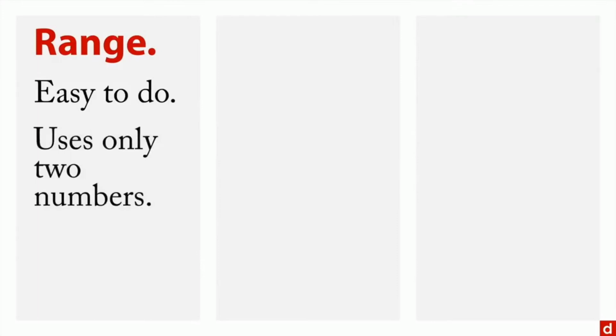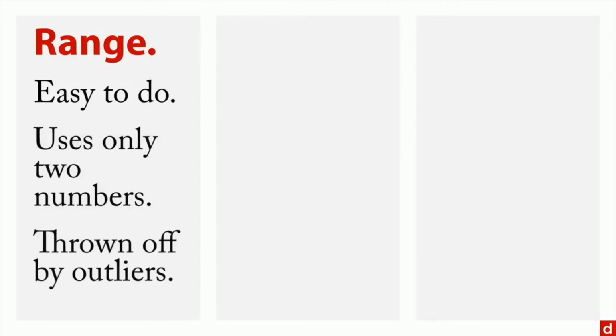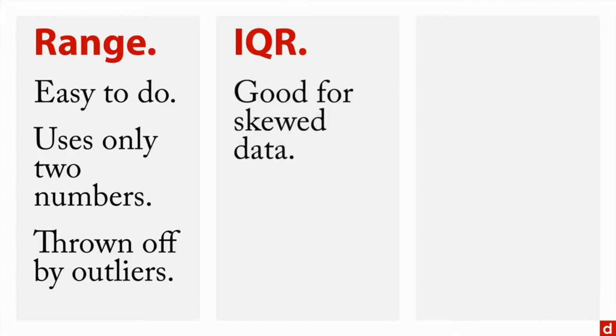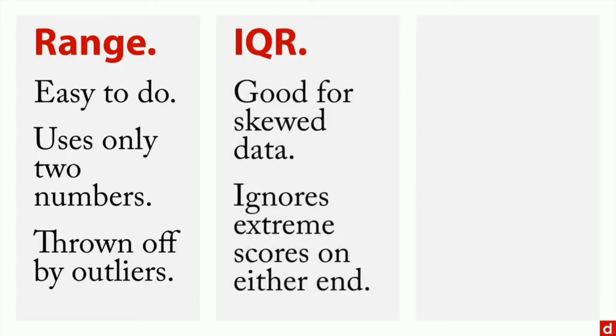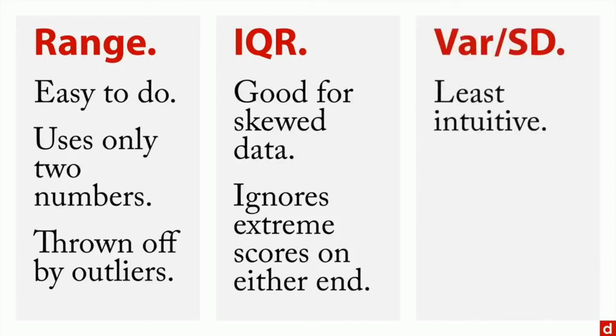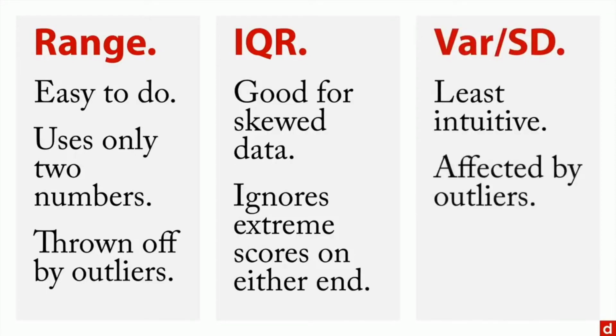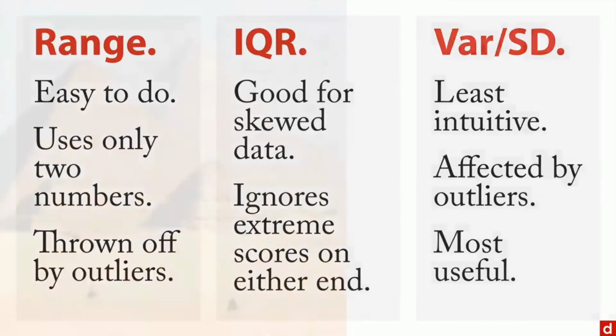So let's do a little pro and con of these three things. First, the range. It's very easy to do. It only uses two numbers, the high and the low, but it's determined entirely by those two numbers. And if they're outliers, you've got really a bad situation. The interquartile range, or IQR, it's really good for skewed data, and that's because it ignores extremes on either end. So that's nice. And the variance and the standard deviation, while they are the least intuitive and they are the most affected by outliers, they are also generally the most useful because they feed into so many other procedures that are used in data science.